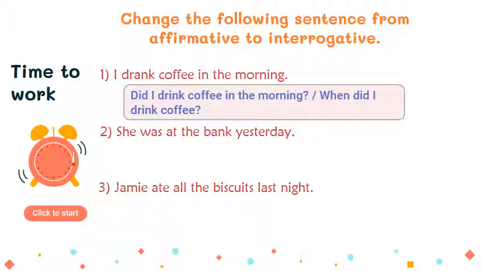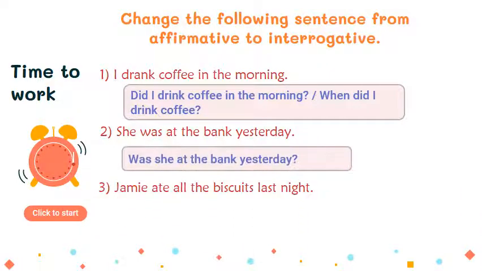2. She was at the bank yesterday. Notice here that I have a verb to be, so I simply put the verb to be at the beginning. Was she at the bank yesterday? If you want to use a WH word, where was she yesterday? Where was she yesterday? Simply.